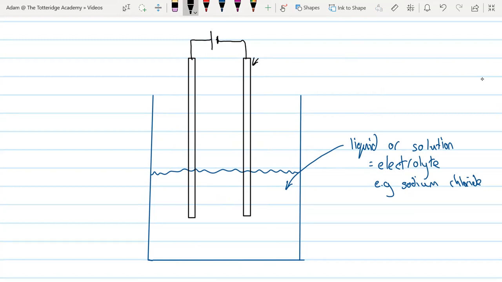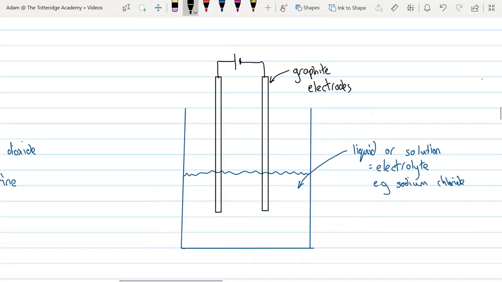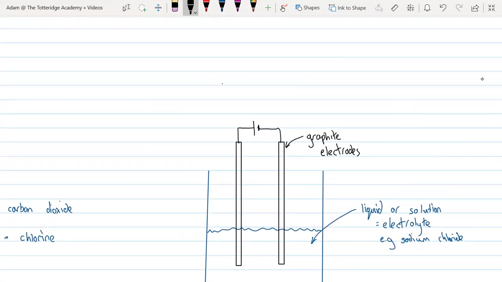So these are what we call graphite electrodes. And again, that's a word that you need to know. We're going to learn a bit more detail about these electrodes later on, but for the minute, we'll just leave them as graphite electrodes. Now, what I can do here, this is electrolysis.